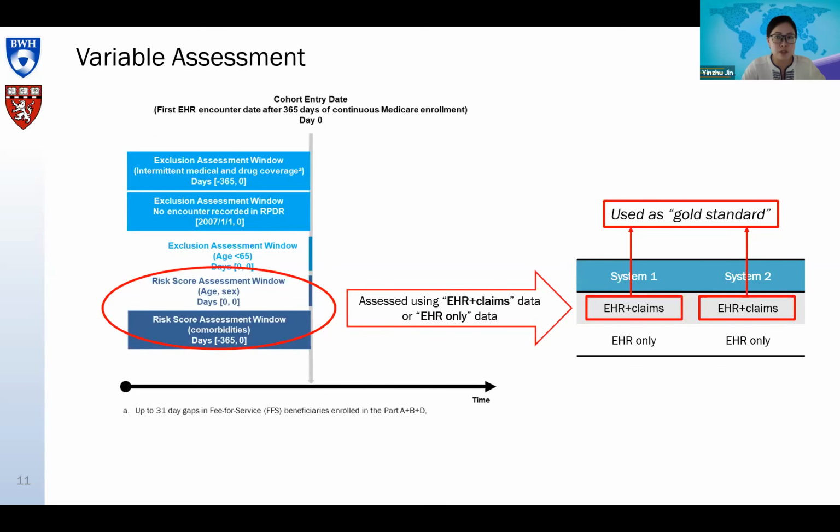Then we measured risk score components between 1 year prior to and on the index date. The same variables were measured twice: one set using EHR plus claims data and another set using only EHR data. Risk scores calculated from variables measured from EHR plus claims data were used as our gold standard, and this was compared to those calculated using variables from EHR data only.